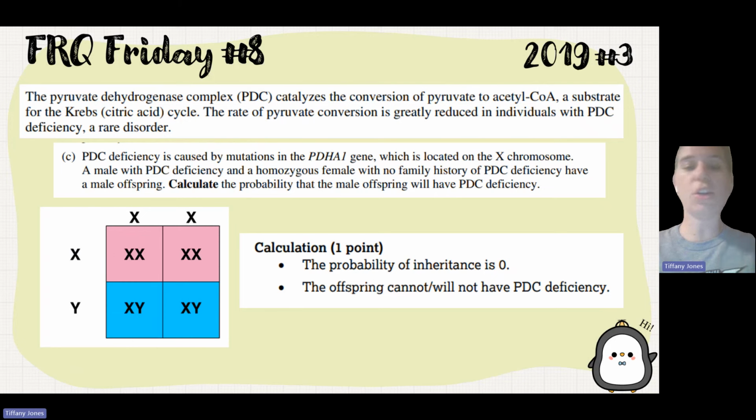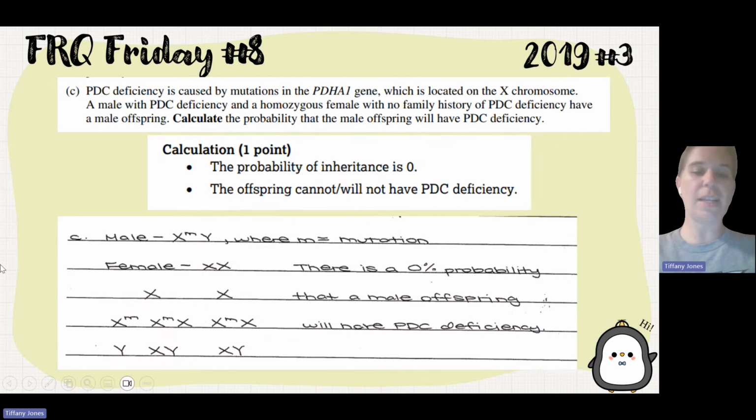So the options are the probability of inheritance is 0. The offspring will not have the PDC deficiency. The student went on and did a beautiful little Punnett square here showing the mutated X, and here you can see that the females were the only ones that are carriers for it, and the male does not have that trait. So they said that there is a 0% chance that the male offspring will have a PDC deficiency.